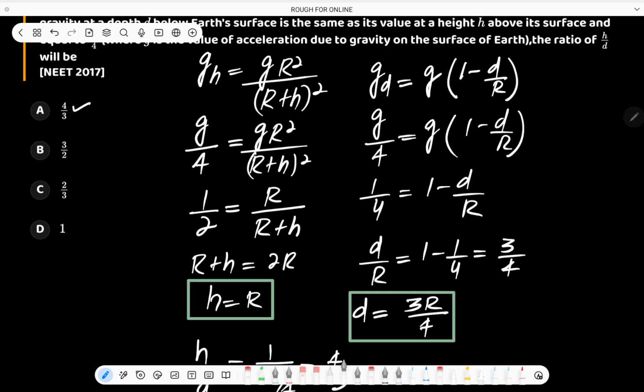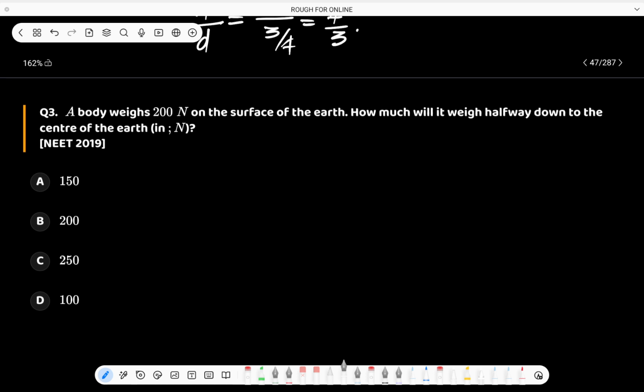Okay, hope that this question is also crystal clear to you. This question was asked in NEET 2017. Let's move to another question.